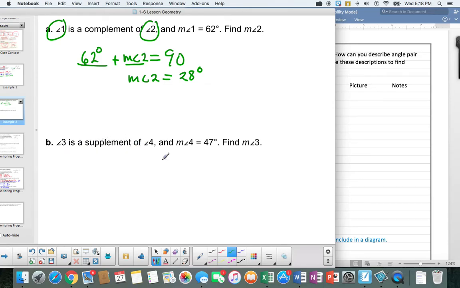Angle 3 is a supplement of angle 4. Supplement means that it's one of the angles that adds up to 180. We know that we're looking for angle 3, and we know that the other one is 47 degrees. And so when I subtract, I'm going to get 133 degrees.